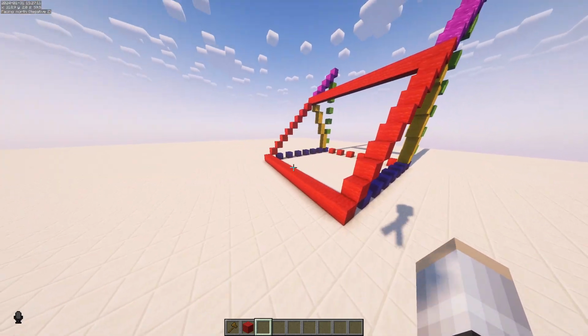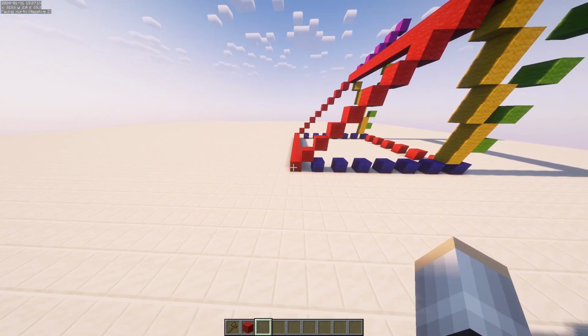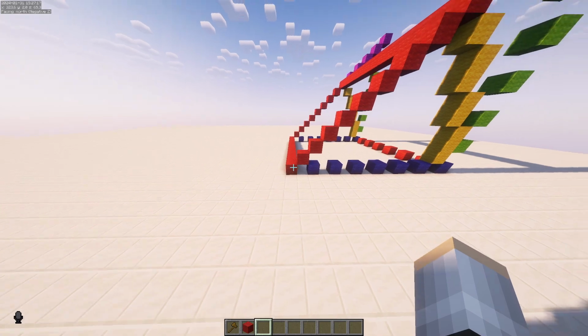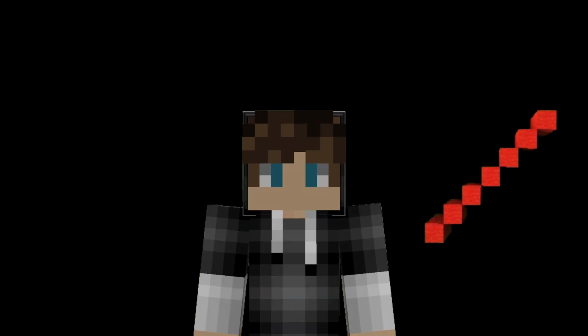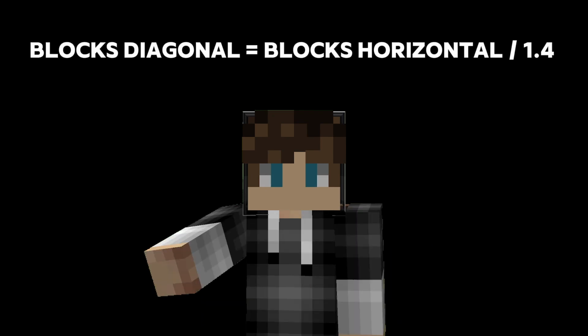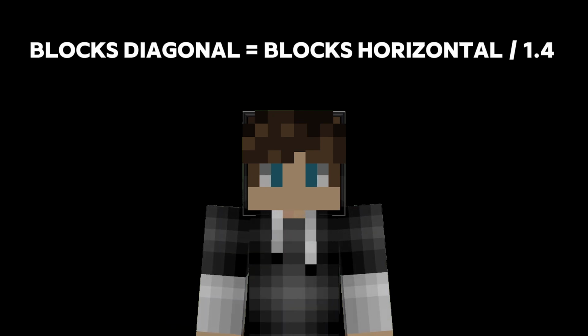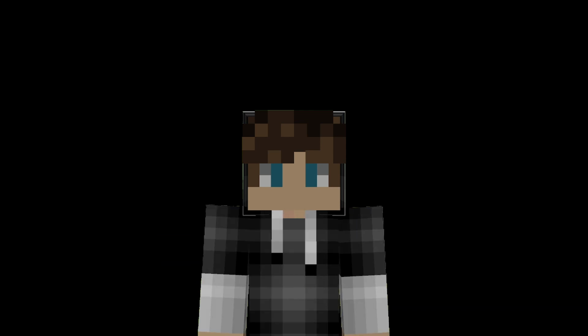So for 14 blocks horizontally, diagonally we need 14 divided by 1.4 equals 10 blocks. So any straight line of blocks that you want to take diagonally in Minecraft, you need to divide the amount by 1.4. Let's try this out by building a house.